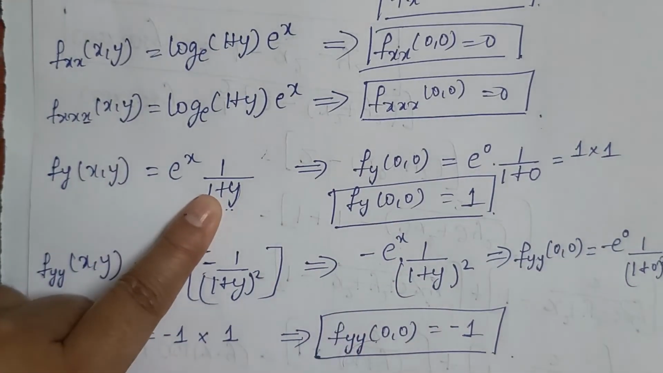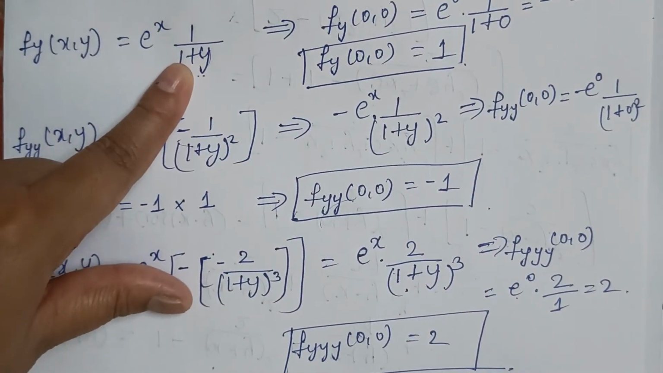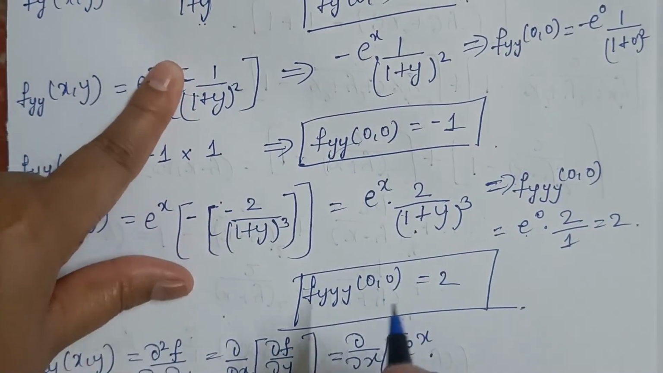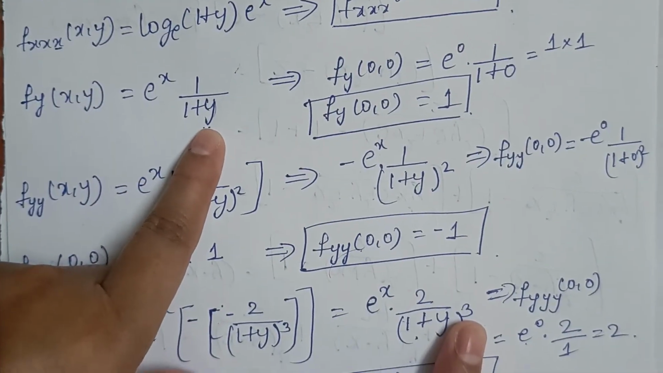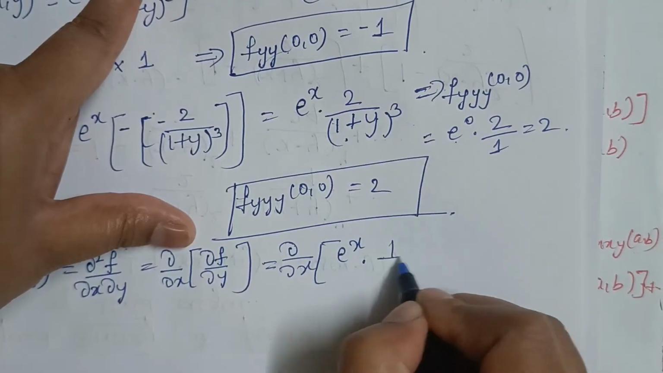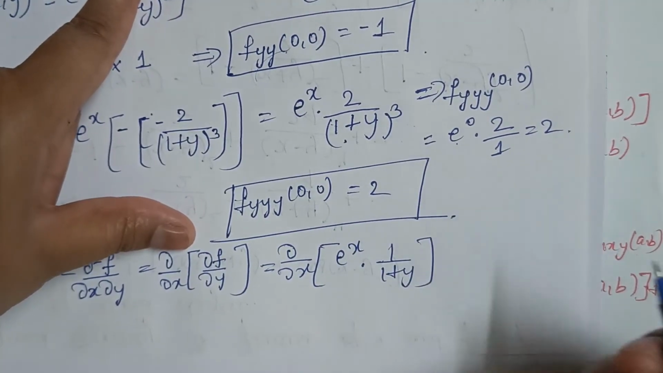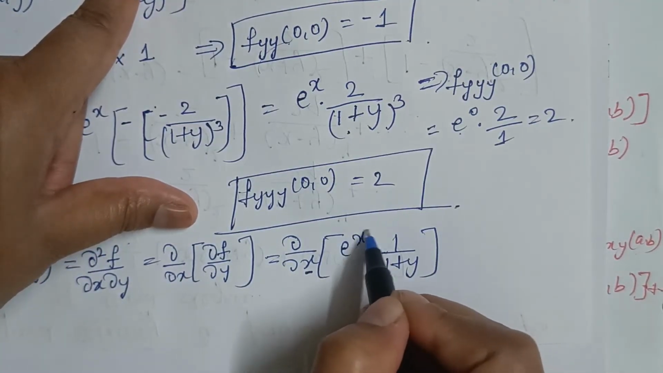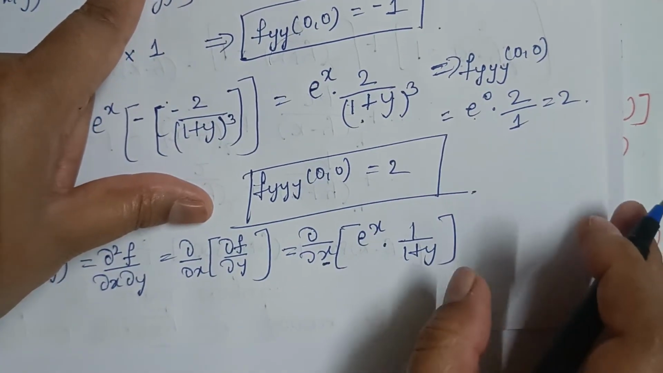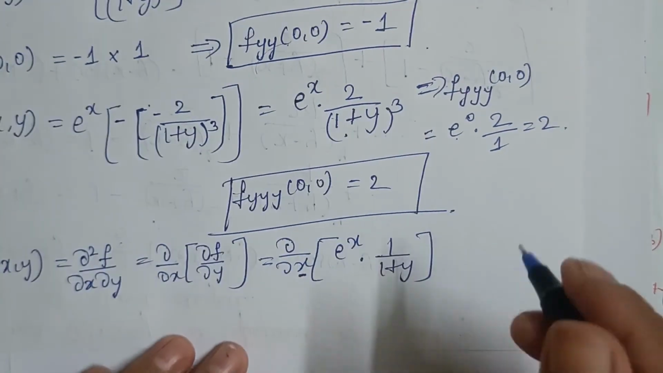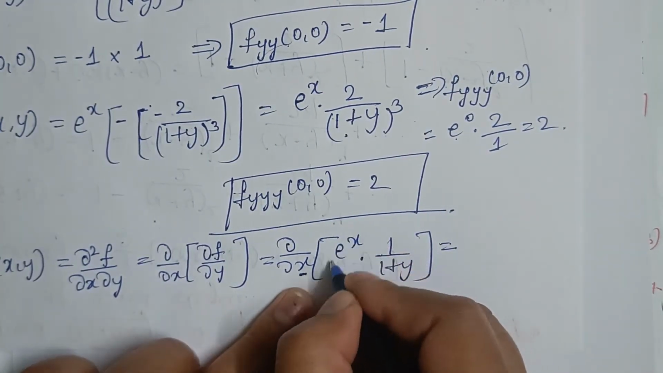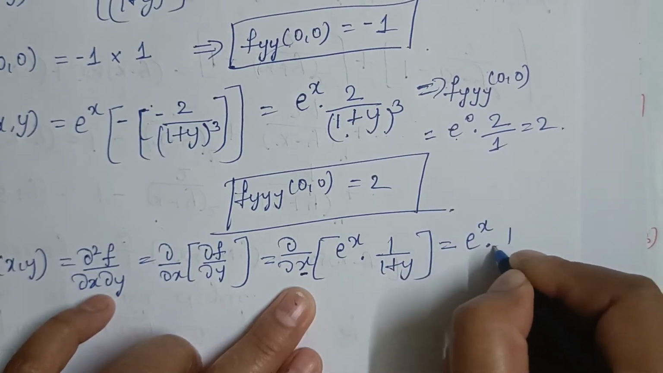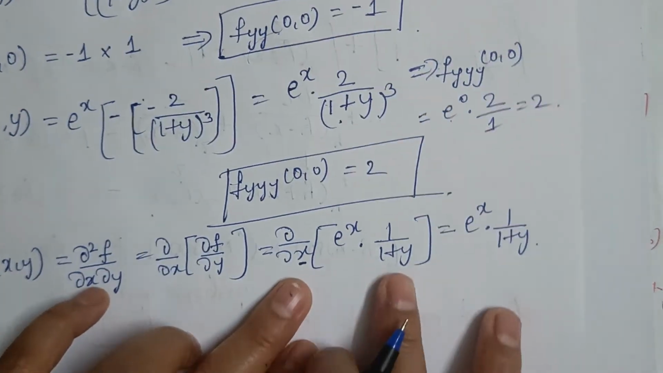The function is e^x into 1 divided by 1 plus y. Okay, we are differentiating with respect to x. So this will get differentiated, and this will remain as it is. So e^x as it is, and this is the constant, so this will remain like that only.